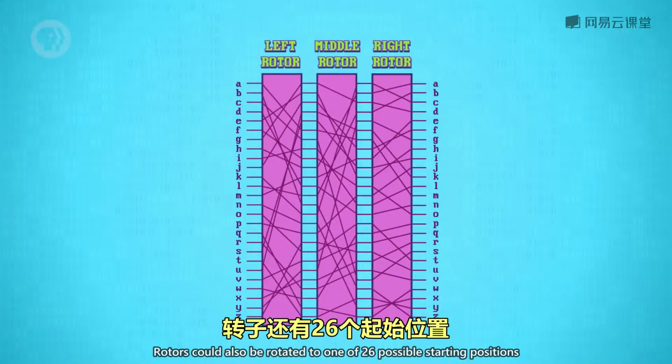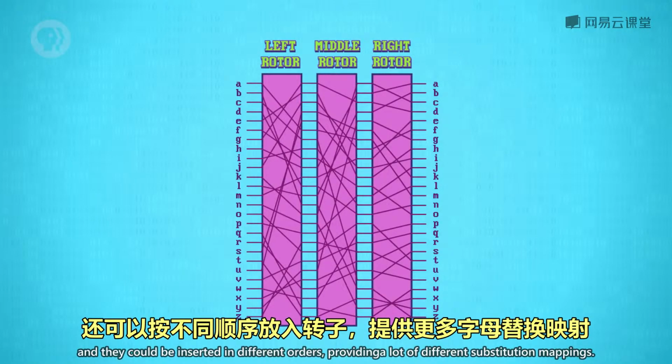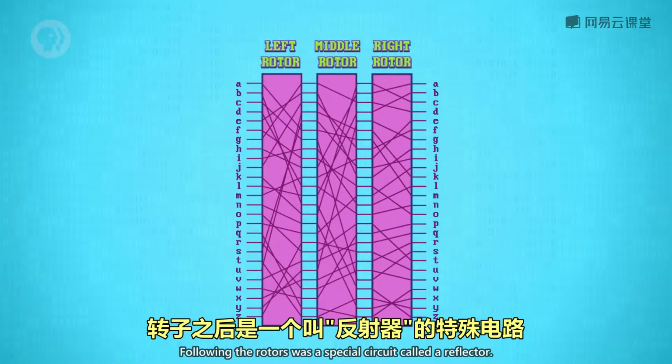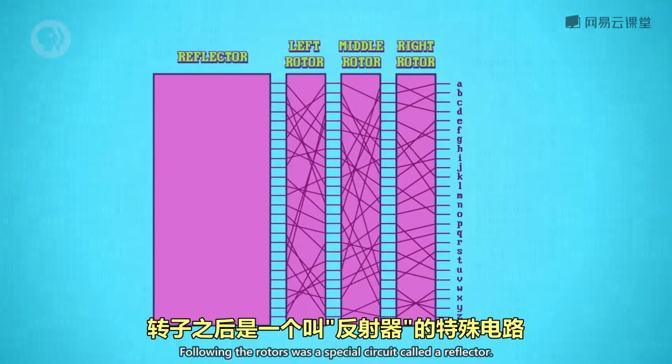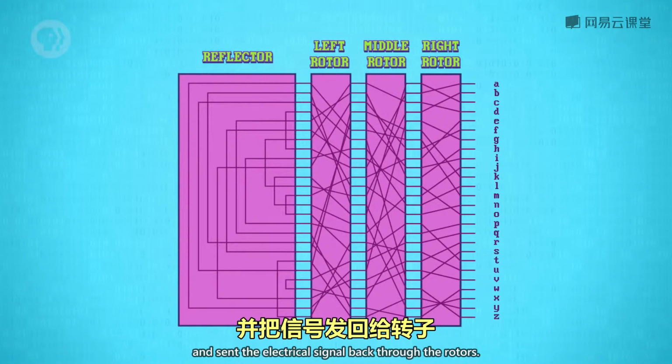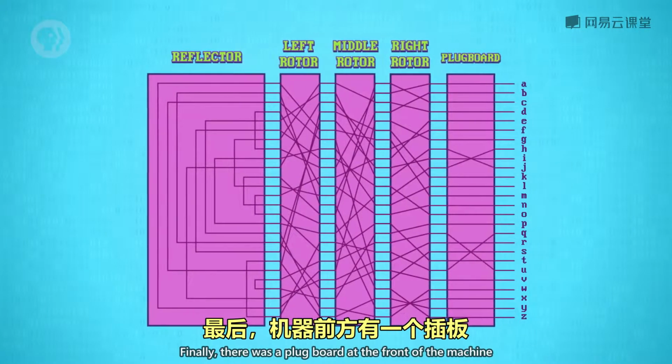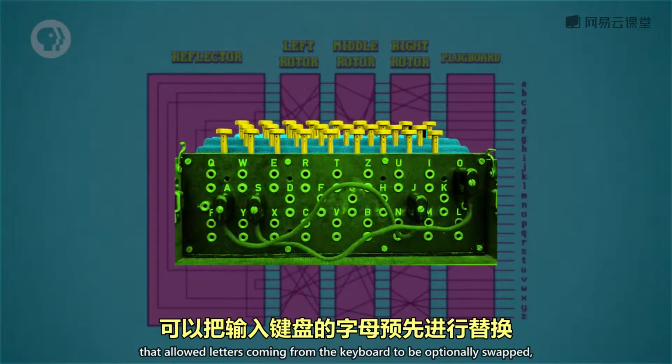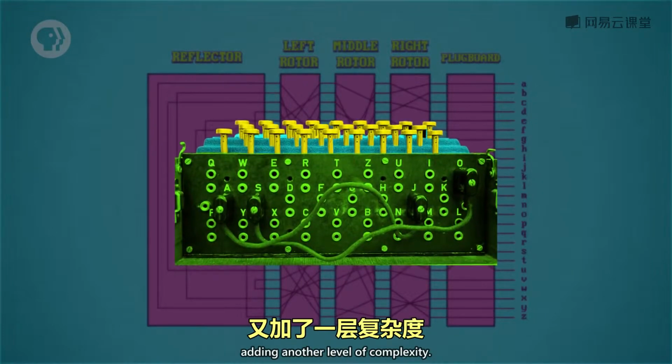Rotors could also be rotated to one of 26 possible starting positions, and they could be inserted in different orders, providing a lot of different substitution mappings. Following the rotors was a special circuit called a reflector. Instead of passing the signal on to another rotor, it connected every pin to another and sent the electrical signal back through the rotors. Finally, there was a plug board at the front of the machine that allowed letters coming from the keyboard to be optionally swapped, adding another level of complexity.